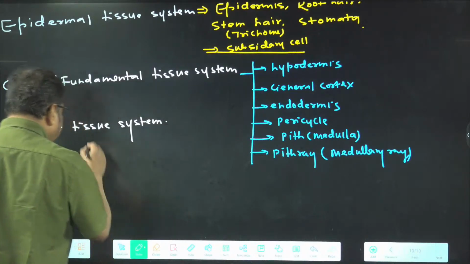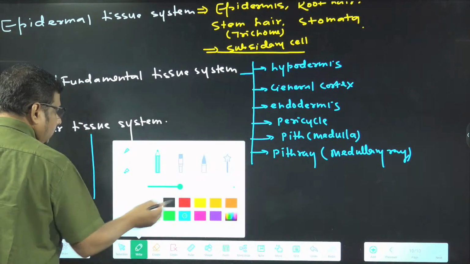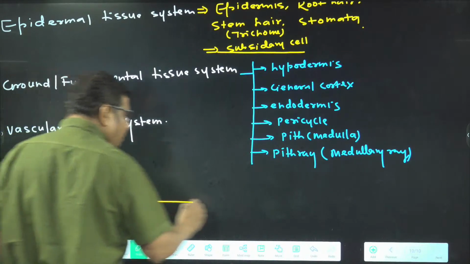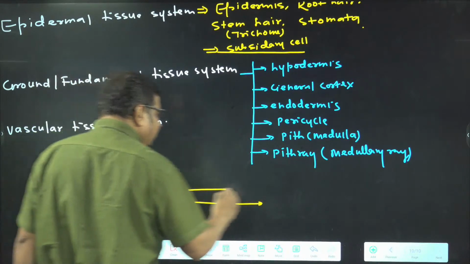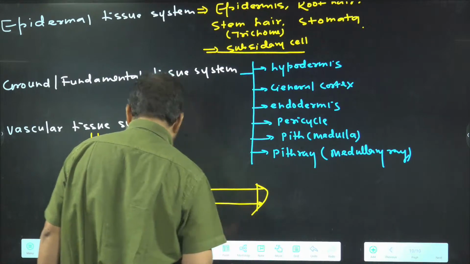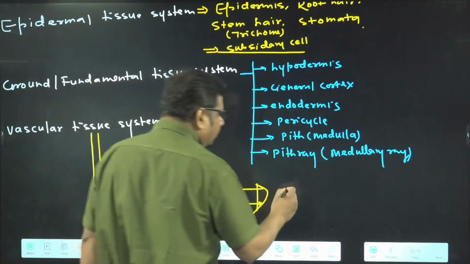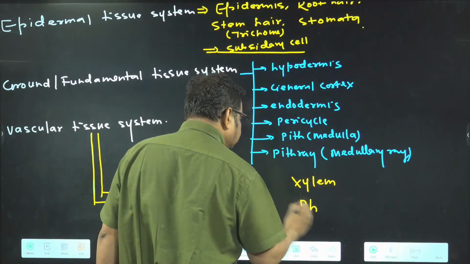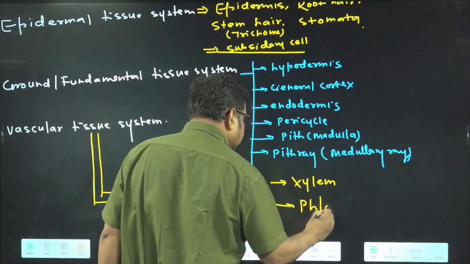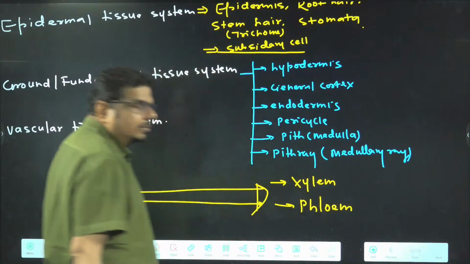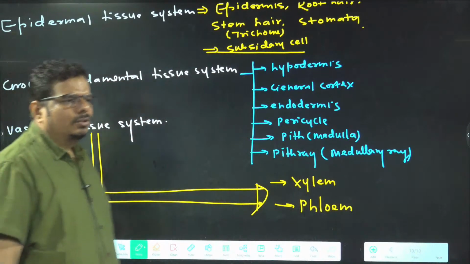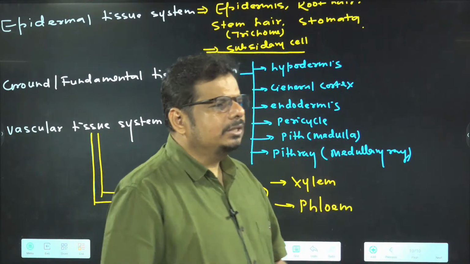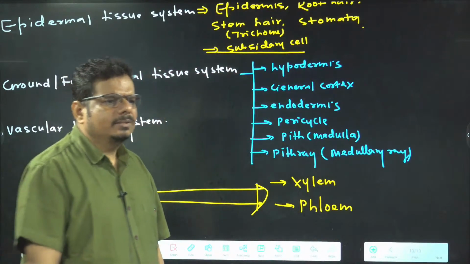Now, vascular tissue system. I am writing in the same line. Vascular tissue system includes how many things? Vascular tissue system includes xylem and phloem. So who is the component of which particular tissue system? You got the idea or not? First you tell me.